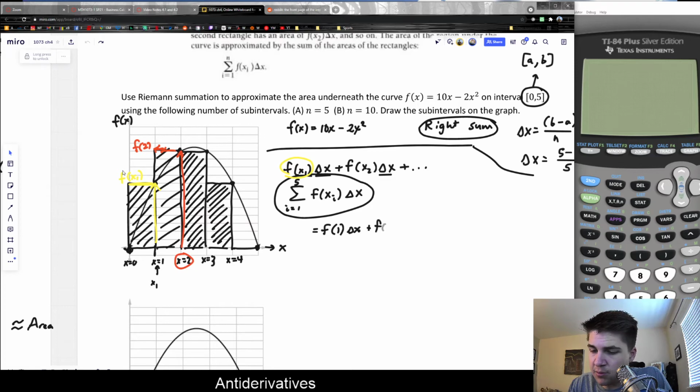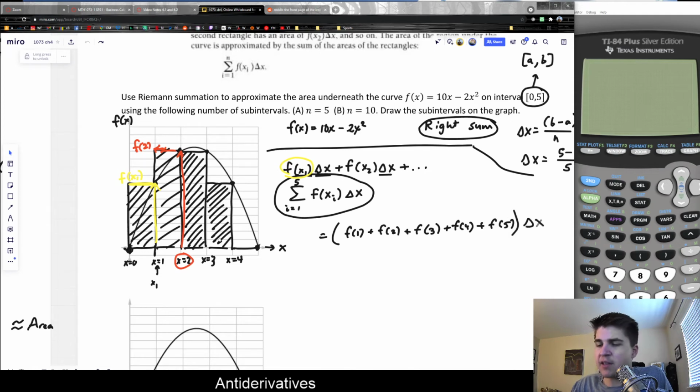Plus f of 2 times delta x, plus f of 3 times delta x, and so forth. F of 4 all the way up till f of 5. And also, we could just factor out delta x from all of that, obviously, which is kind of what this is saying. Because delta x is treated as the same across the board, it could be factored out. So essentially what I'm going to have is f of 1 plus f of 2 plus f of 3 plus f of 4 plus f of 5 times delta x. And this would give me the sum of the exact same thing here.